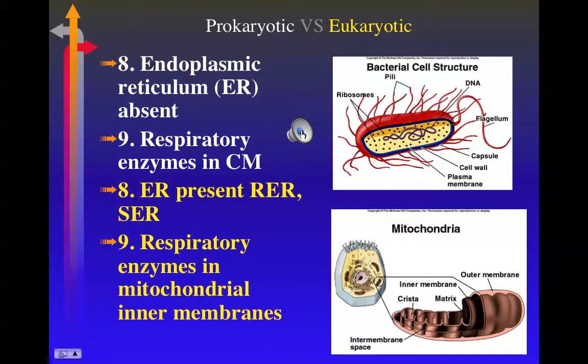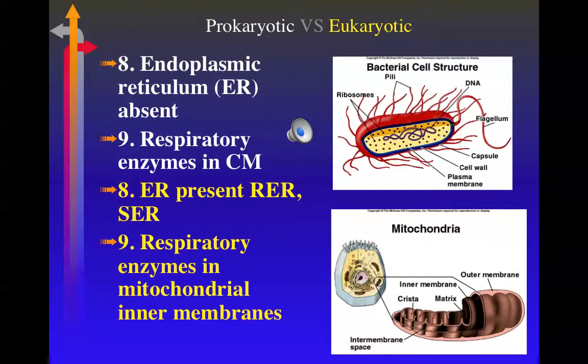In prokaryotic cells, we find there are no structures that we would call endoplasmic reticula. If we're talking about singular, that would be reticulum. And the respiratory enzymes that are used in cellular respiration are found in the cytoplasmic membrane.